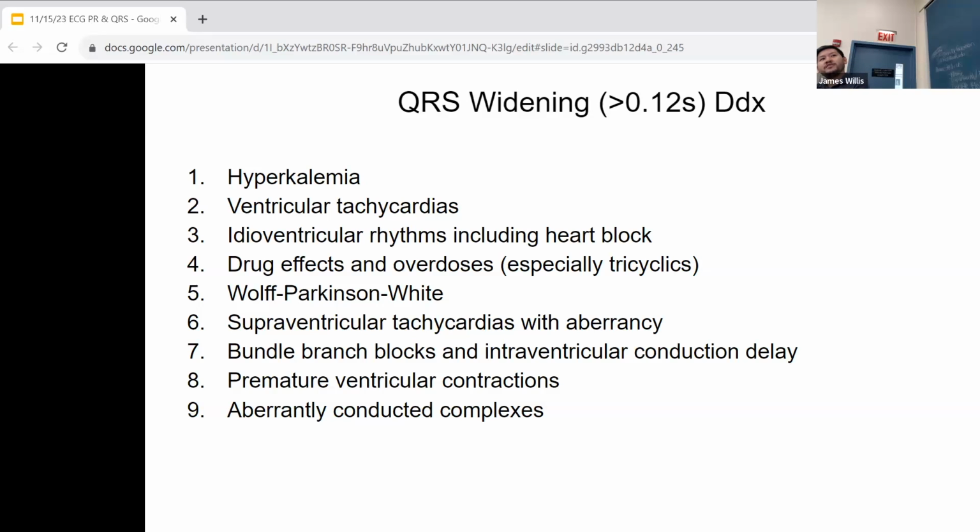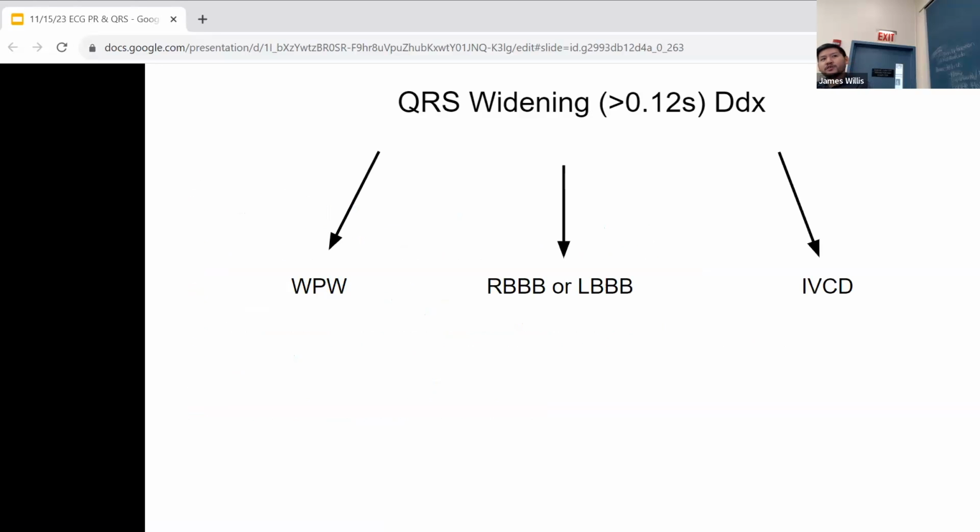So hyperkalemia, VTAC, idioventricular rhythms, which we went over, drug effects, WPW, SVT with bundle branch blocks, PVCs and PACs that have bundle branch blocks in them. And you can kind of simplify into different morphologies. If it's not WPW, it can be either right bundle or left bundle. If it doesn't meet right bundle or left bundle, it's idioventricular. Right.